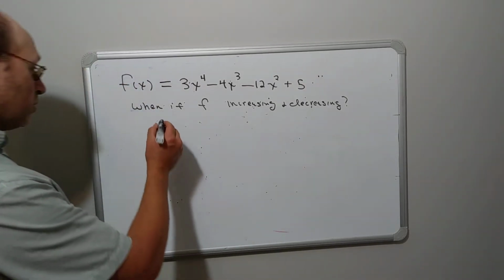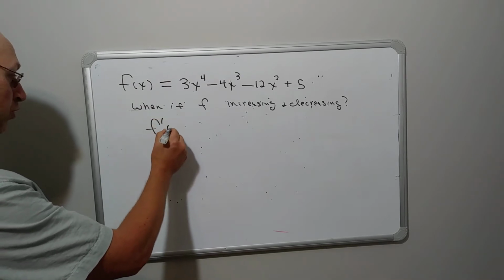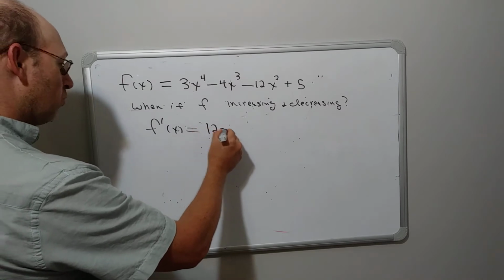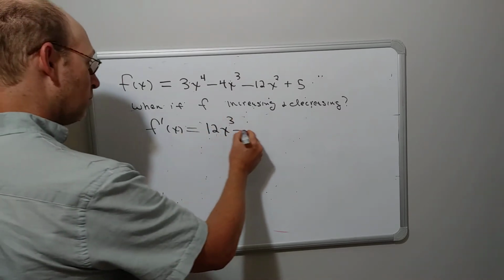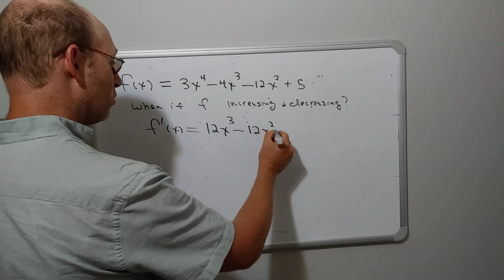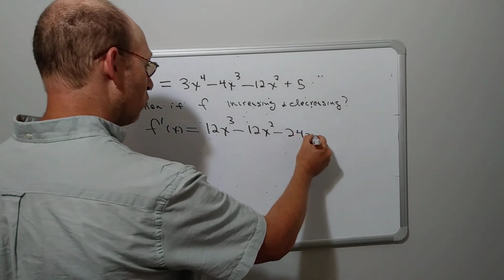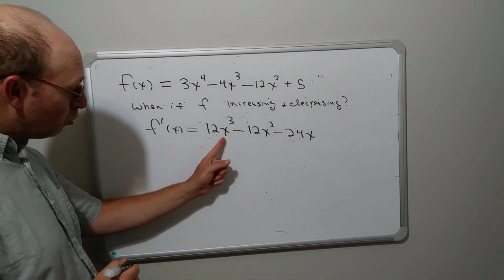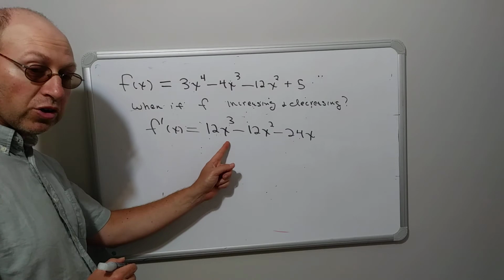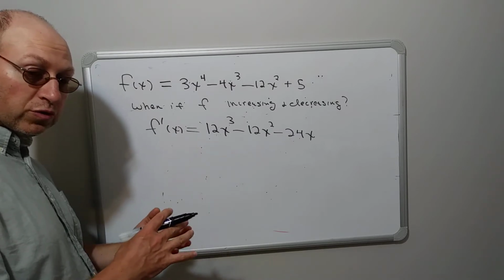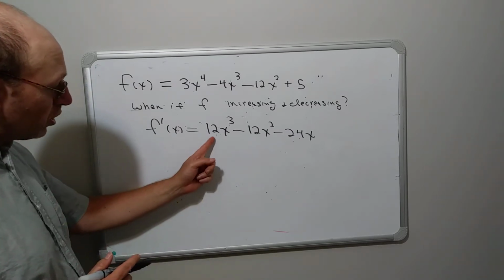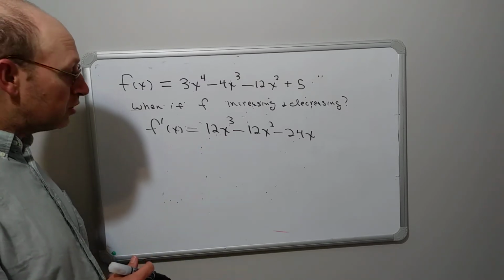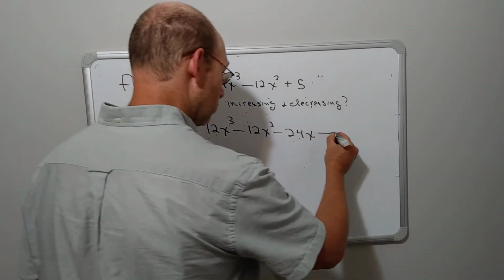Okay, so the first step is to compute the derivative function, and we get 12x cubed minus 12x squared minus 24x. We need to find the critical points. Polynomials are defined everywhere, so the derivative exists everywhere. So the only kind of critical point we can find, critical number per se, is when you set the derivative equal to 0.